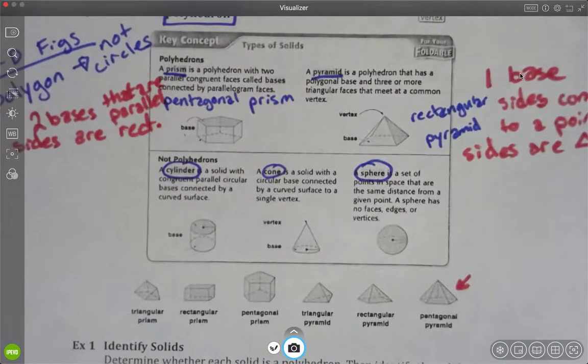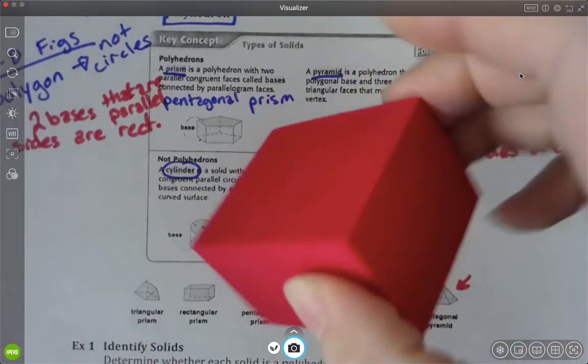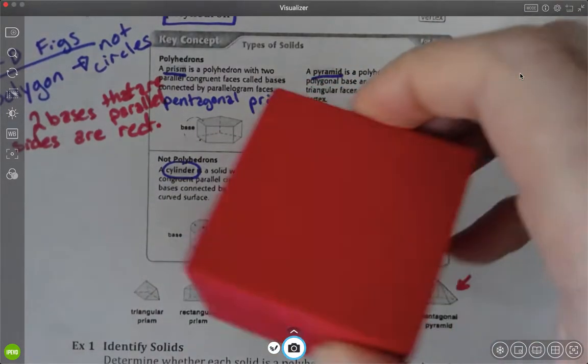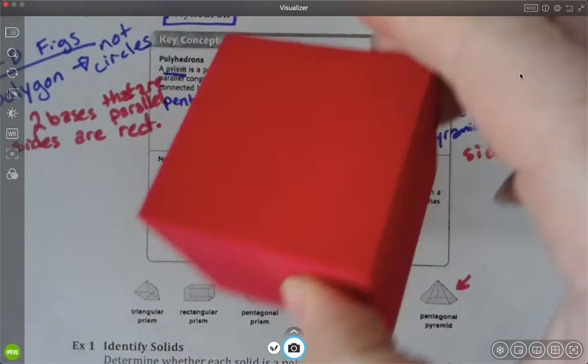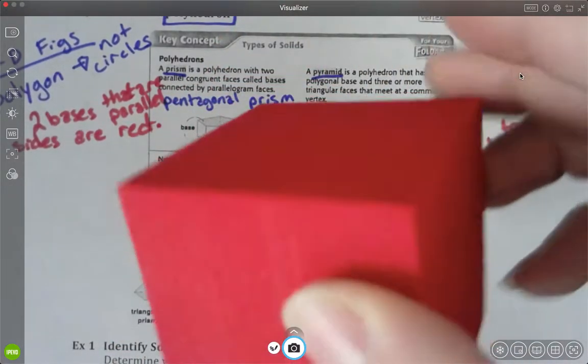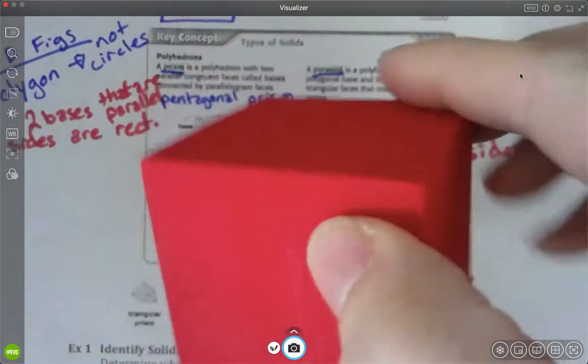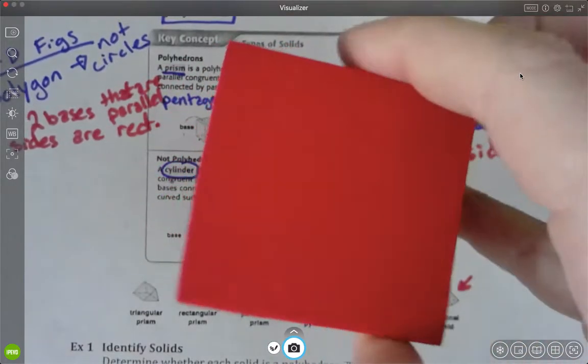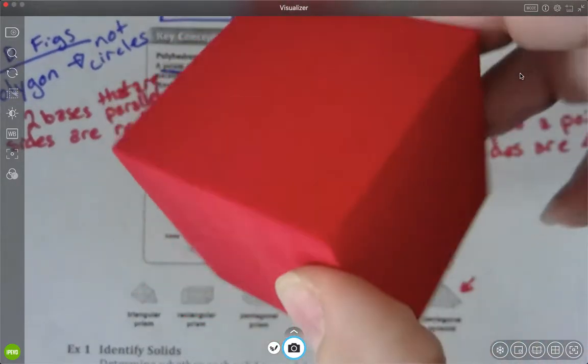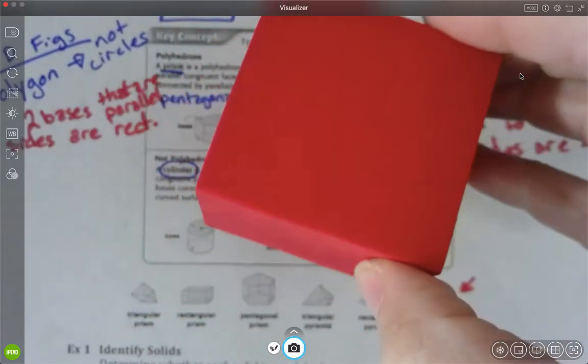Rectangular prism. This guy is a rectangular prism. He is also a square prism or a cube. He has 3 names. So he's a rectangular prism, he's a square prism, or a cube.